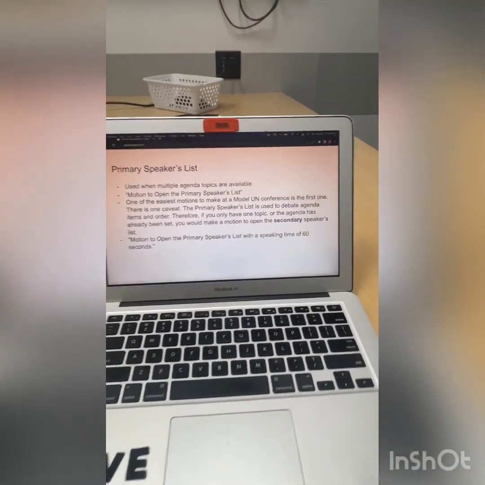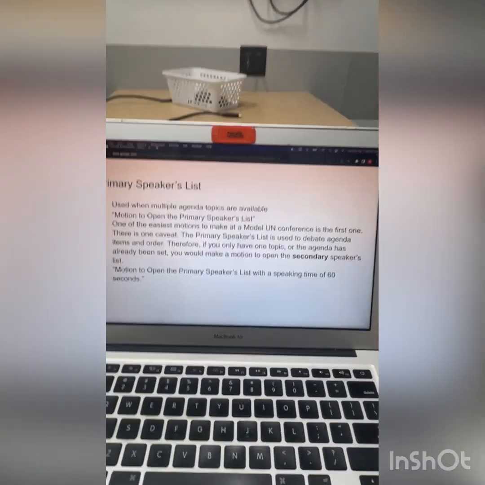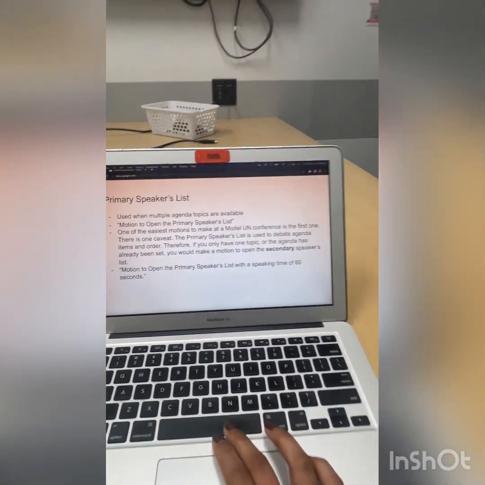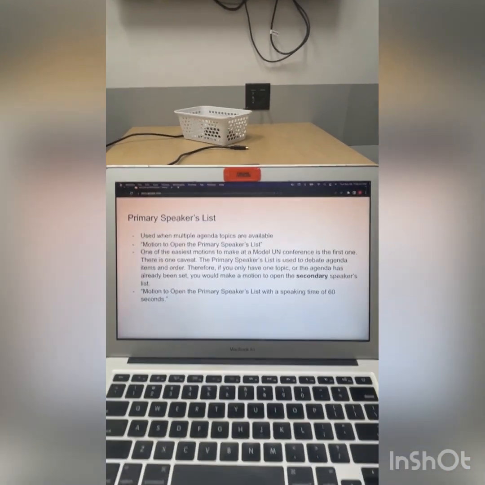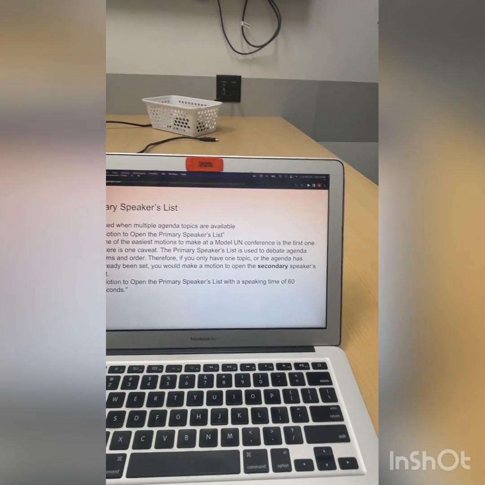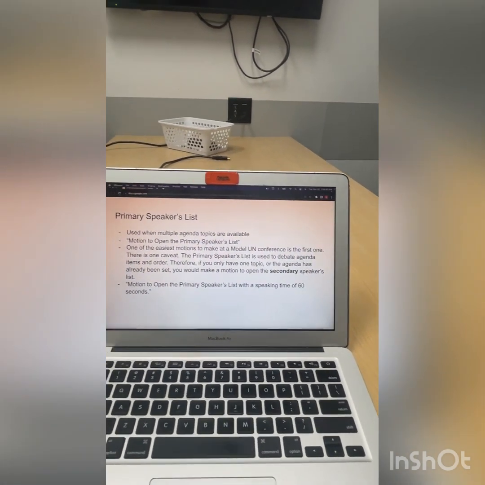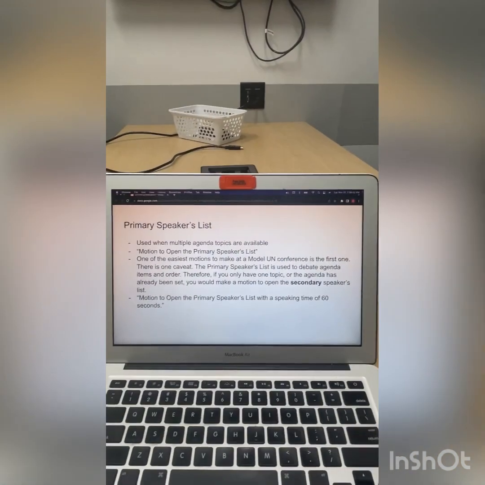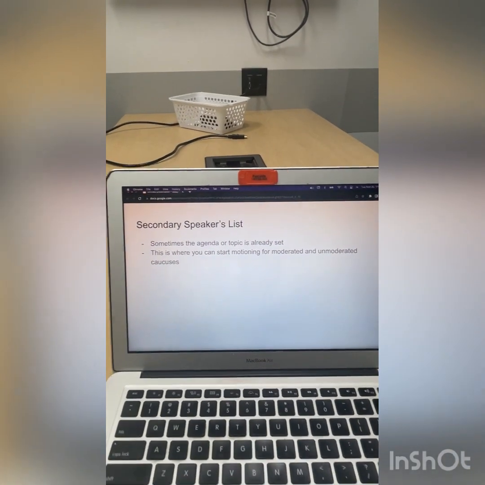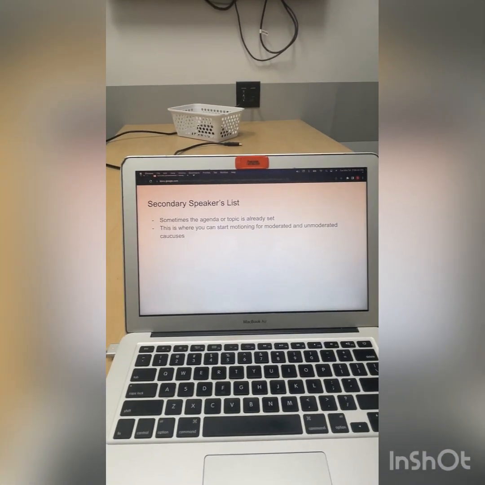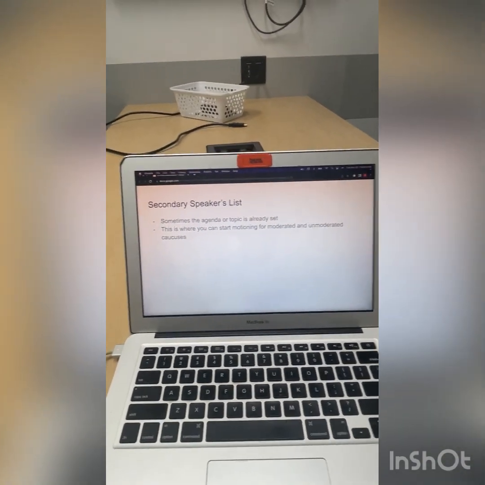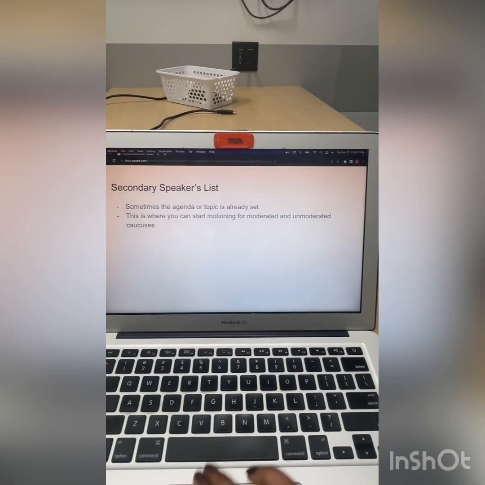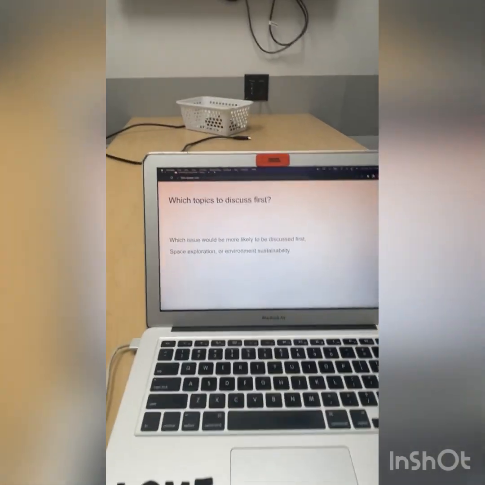In that case, you would motion for a secondary speakers list. Motion to open the primary speakers list with the speaking time of 60 seconds, and then you would propose what the agenda topic is. Say you want to do climate change, whatever it is. The secondary speakers list is when the agenda topic is already set, and this is where you can start motioning for unmoderated or moderated caucuses. So which topic would you discuss first?